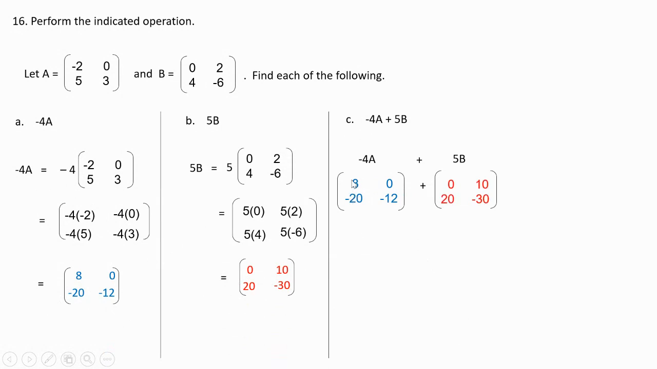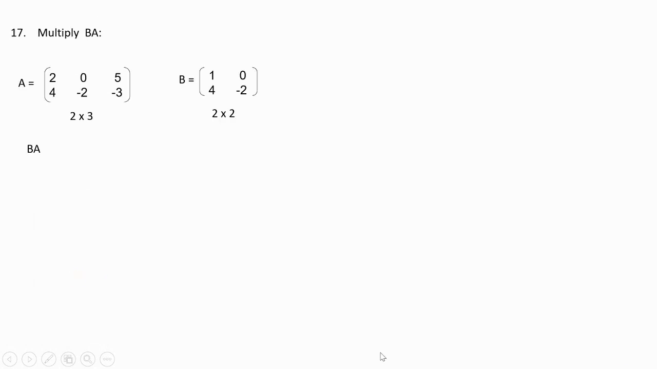So to add them, all you do is add the entry A11 and the entry B11, because A11 means the first row, first column. So in other words, I'm going to add the first plus the first, and second plus the second on the first row, and then first plus the first on the second row, and second plus the second on the bottom row. They're going to give us 8, 10, 0, and negative 42. That's my solution.